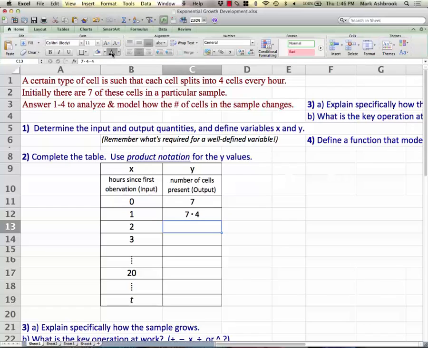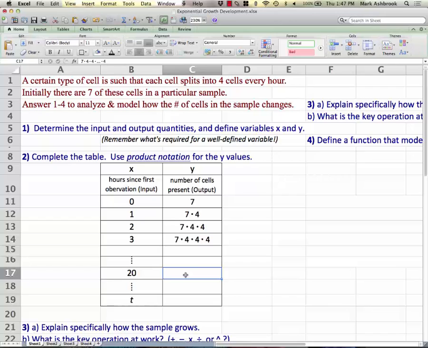Right. Okay, 3 hours. Too easy now. Right, don't have to think. All right, how would we do it for 20? So how would we do it for 20? So how could you describe it in words? The number of cells after 20 hours would be... describe it in words.